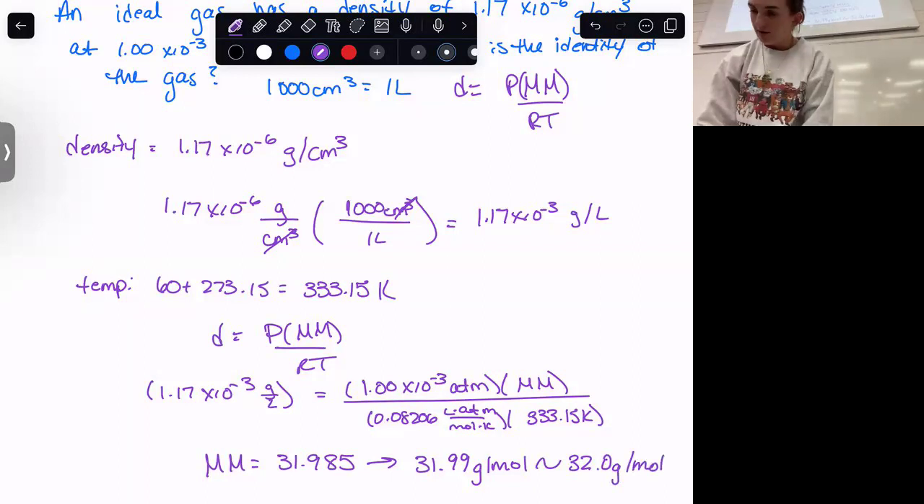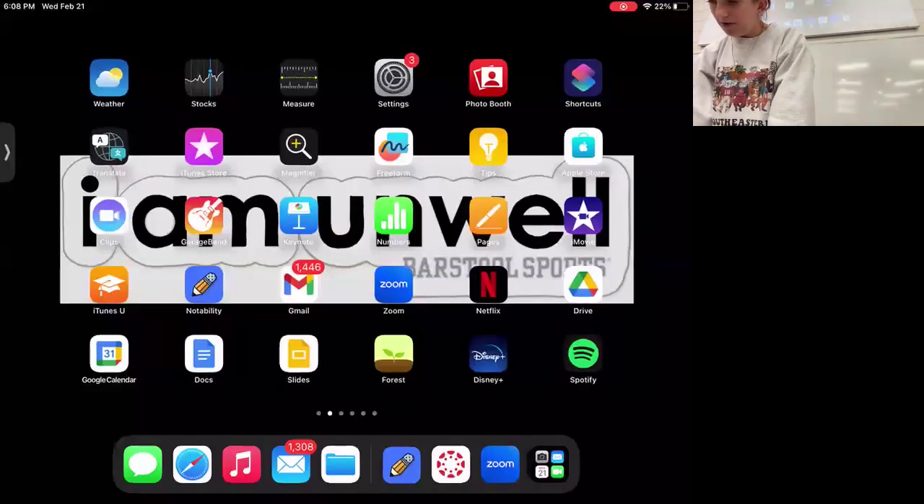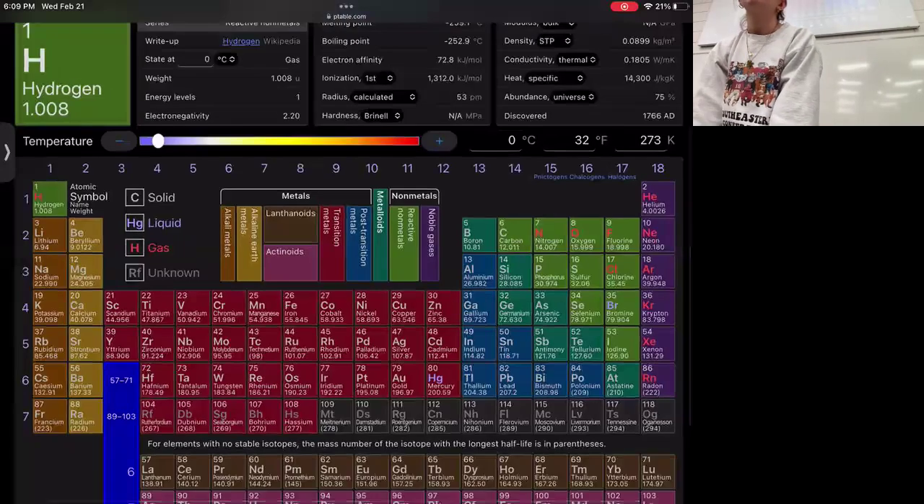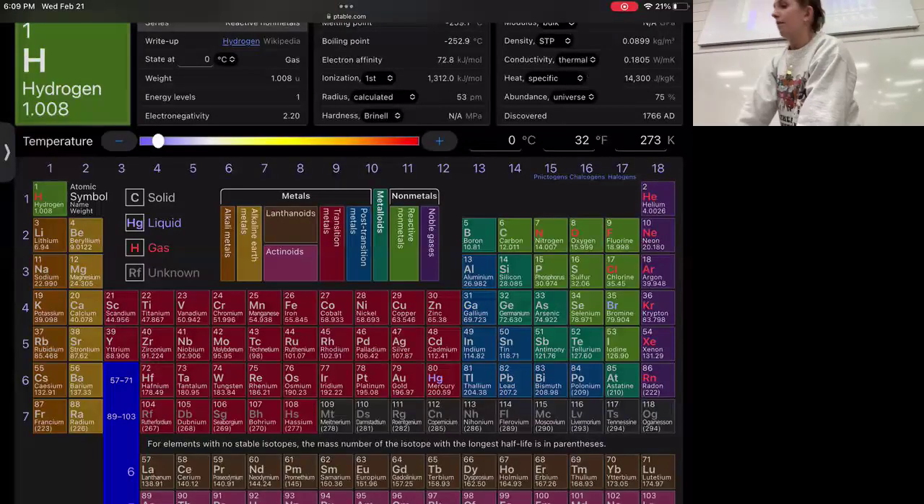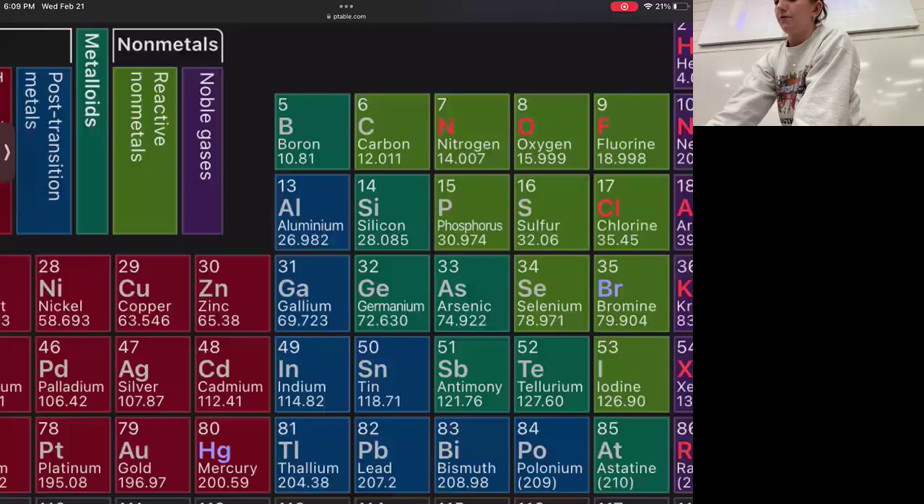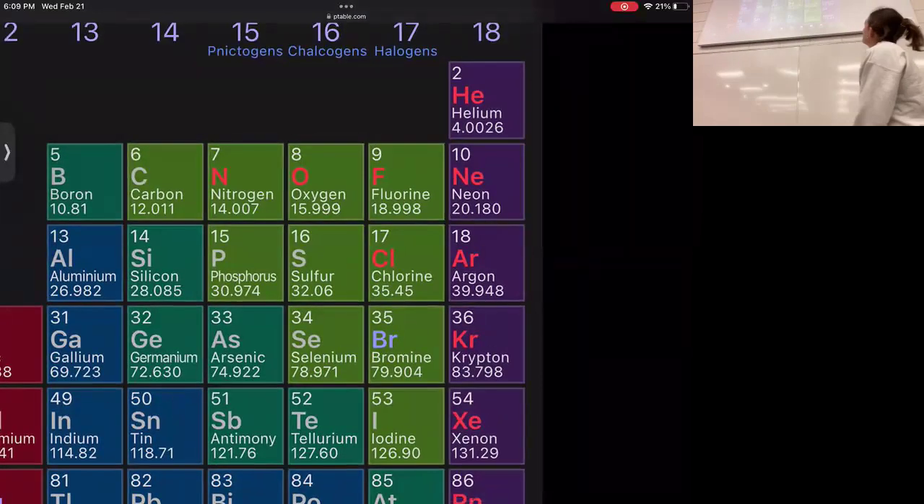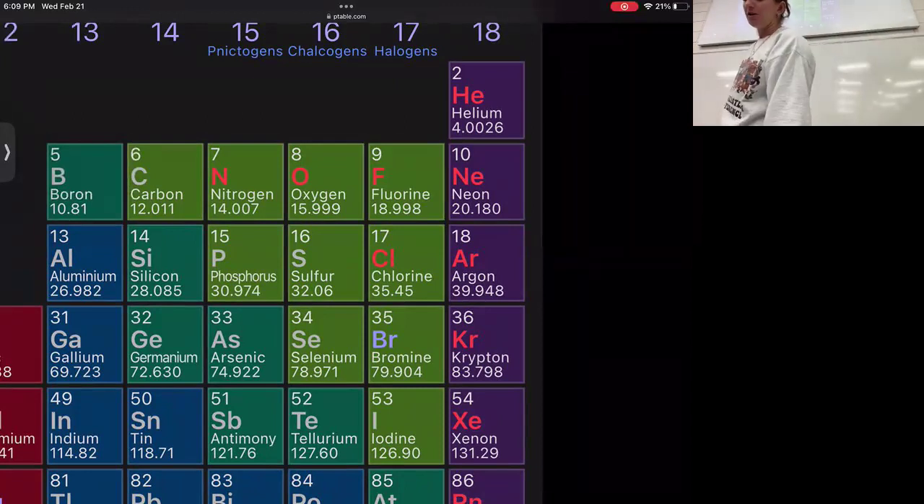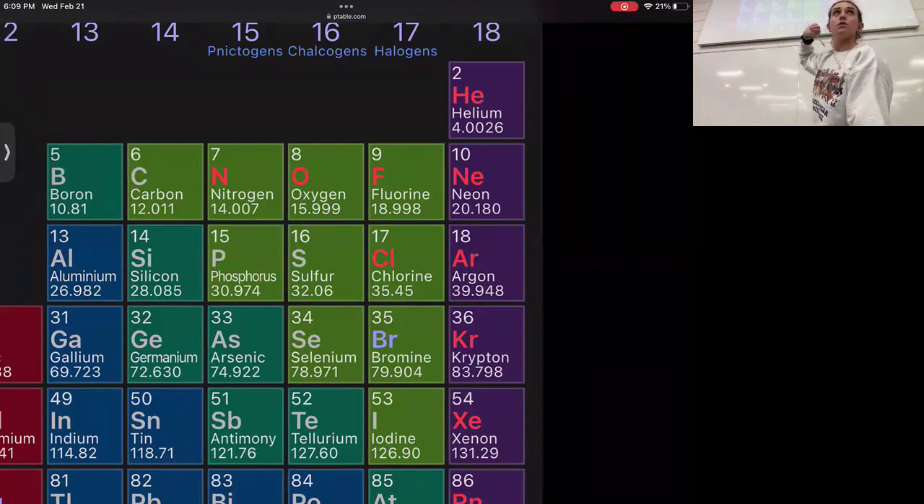So if we look at our periodic table, does anyone know what has a molar mass of 32? Can anyone see that? I'll point you in the right direction. It's over here. Sulfur. Yep, sulfur has about 32. So sulfur could be a potential answer. One thing that is interesting about this type of periodic table is that your nitrogen, oxygen, fluorine, and chlorine, all of those are in red. And what else is in red?